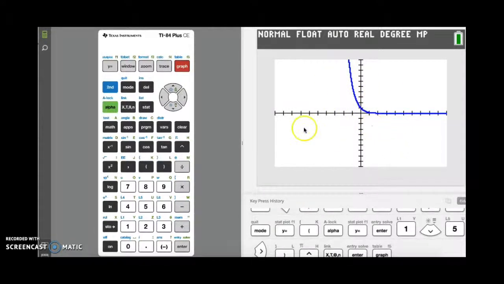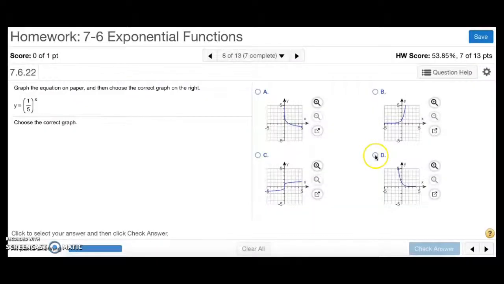So let's see which one it matches on MathXL. It matches D, so my answer is going to be D for number 8.